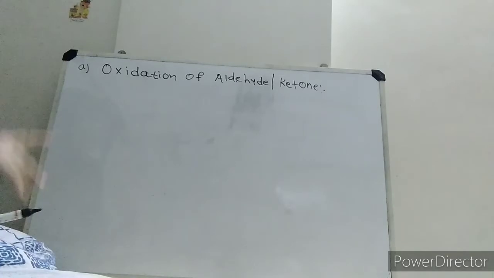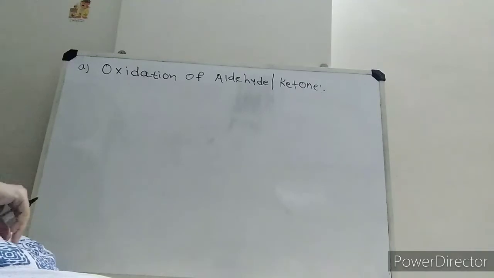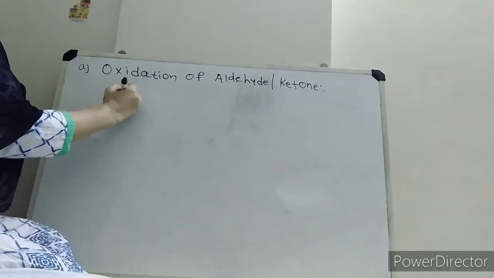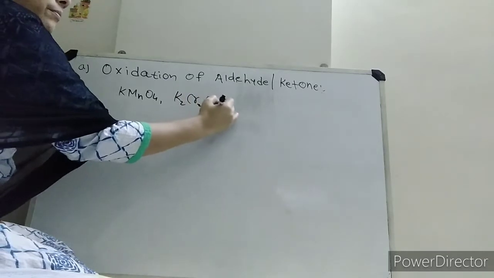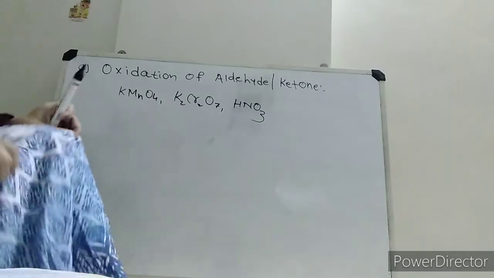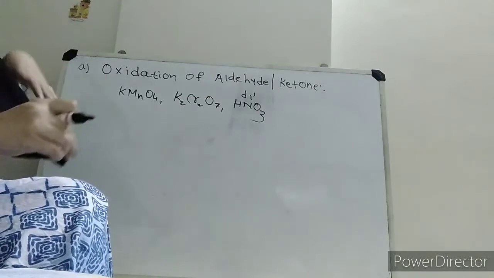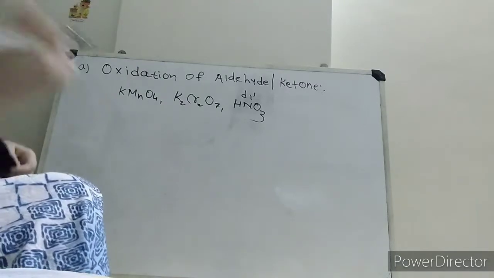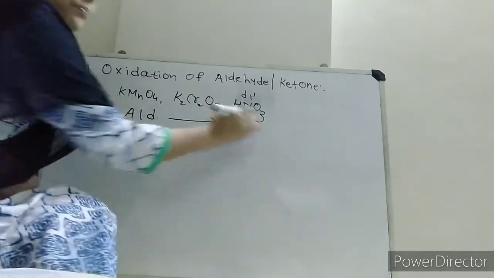Now in this first oxidation, obviously we have to use an oxidizing agent. Very commonly, as I told you before, KMnO4, K2Cr2O7, HNO3, etc. are used as the oxidizing agent, dilute HNO3. These oxidize the aldehyde to the acid.